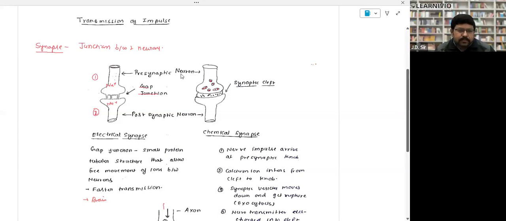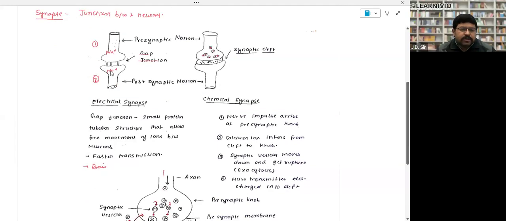Look, I have already told you that the junction between two neurons is called a synapse, right? Sometimes we call it a nap, but basically we pronounce it synapse, right? So this is one neuron. This is another neuron. We have two kinds of synapse: electrical synapse and chemical synapse. Electrical synapses are very rare. They are basically found in our brain, in those parts where flow of information needs to be very quick, right?